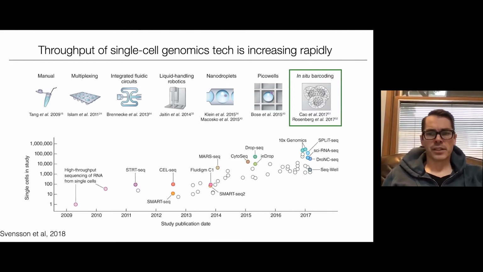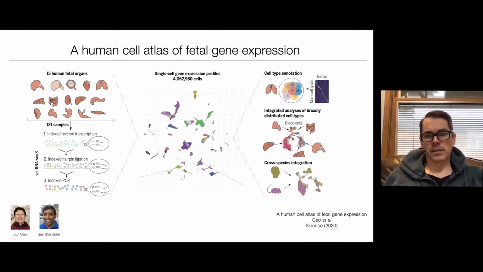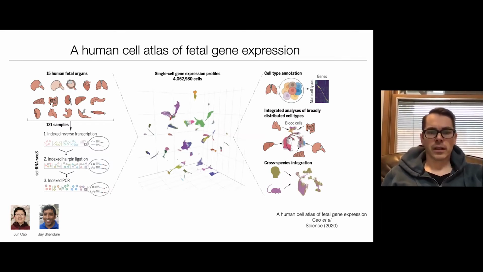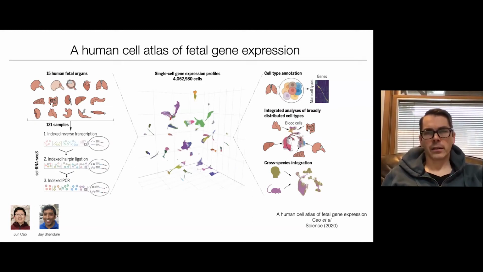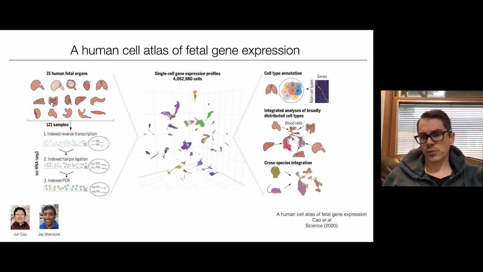And just as an example of the scale that this way of doing single cell analysis gives you, using sci-RNA-seq, we were able to look at the transcriptomes of more than 4 million cells from each of 15 different human fetal tissues.